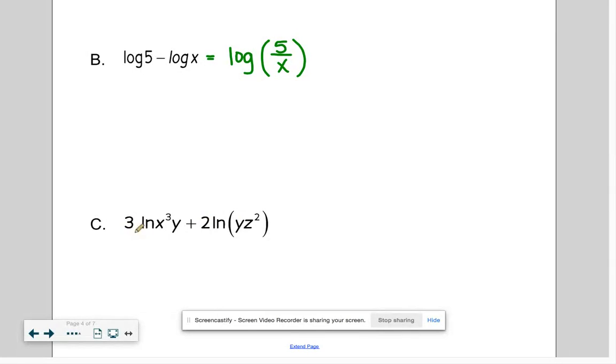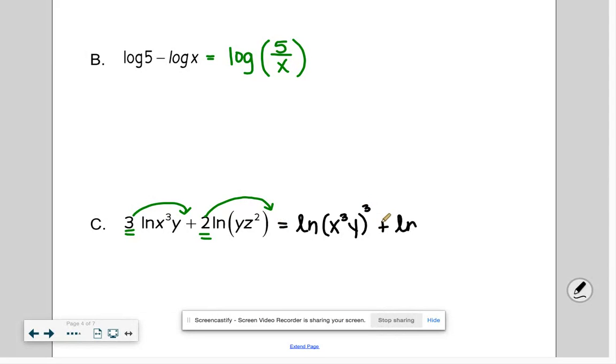This one down here, I see a couple numbers in the front, so we probably should move those back. Remember, those were your power rules. Numbers in front that have multiplied were originally powers. So we'll start there. So we have x to the 3rd y. There's a 3 here now. And then ln of y z squared. We'll now have a 2 over here.